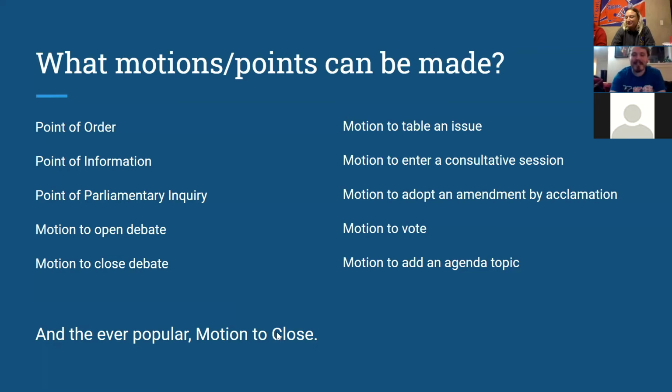But essentially, it is exactly what it says. It closes the current session and moves on into nothing. If we're in a separate session, a motion to close ends that separate session, and we would then move on to the next thing on the agenda, which I believe for us would be the joint session of the Southeastern District Convention.